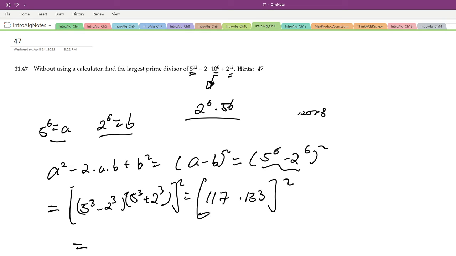Then this one has a factor of 9. So 9 times 13 is 117, and 133 is 7 times 19, all squared. So the largest prime divisor is 19.